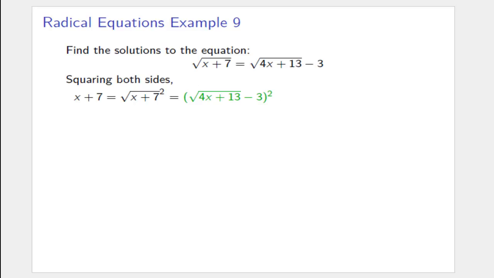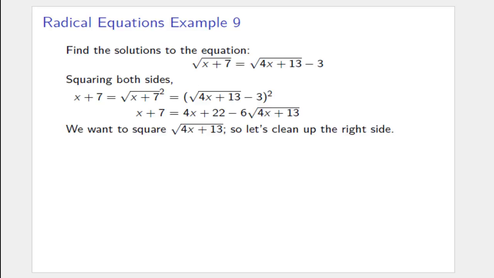Squaring the square root of 4x plus 13 minus 3 gives us 4x plus 22 minus 6 times the square root of 4x plus 13. And on the left, we still have x plus 7. Now notice our problem has gotten a little bit better, because before we had 2 square roots to work with, but now our equation only has 1.